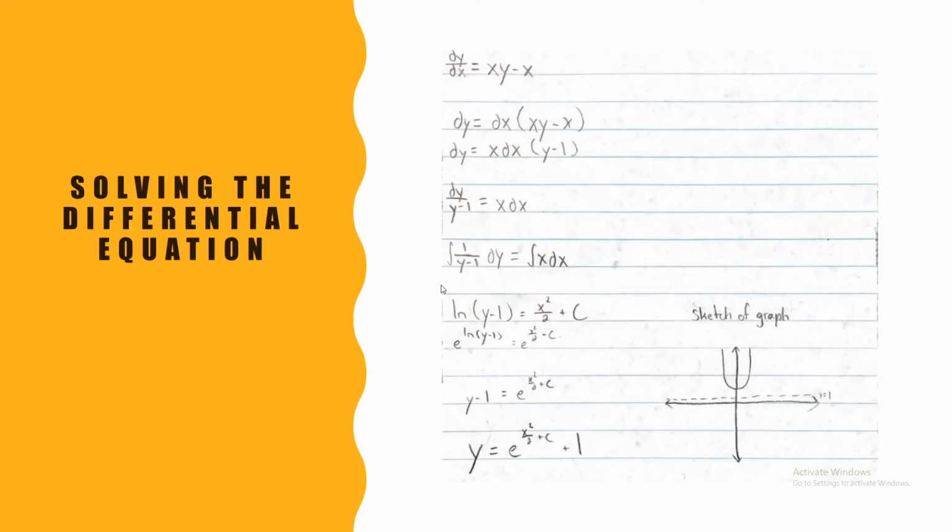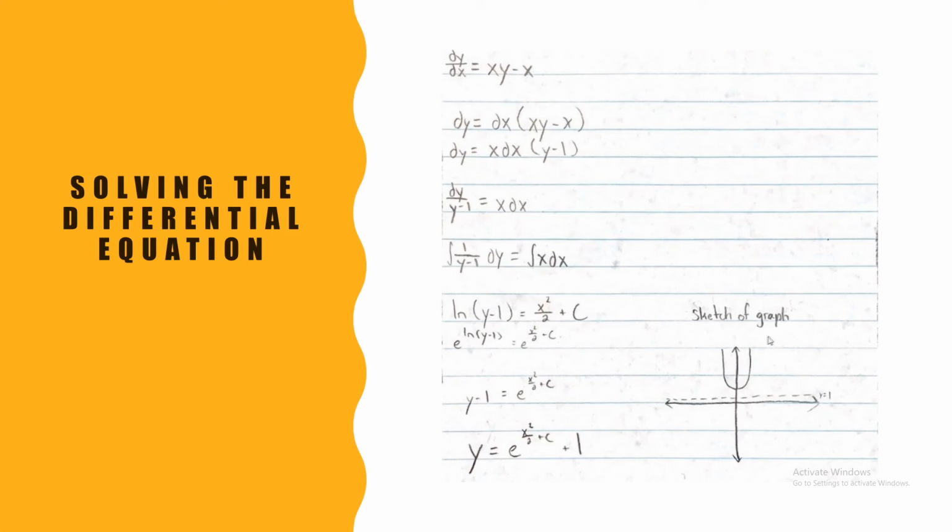And if we look here, we can actually solve the differential equation to show how you can get a general solution for the problem. So we ended up finding out that the differential equation for this problem, we had dy/dx equals xy minus x. So here is all the work for it. I could explain it, but we already saw a presentation on differential equations. So you can see we end up with y equals e to the x squared over 2 plus c, plus 1. And I sketched the graph out here.